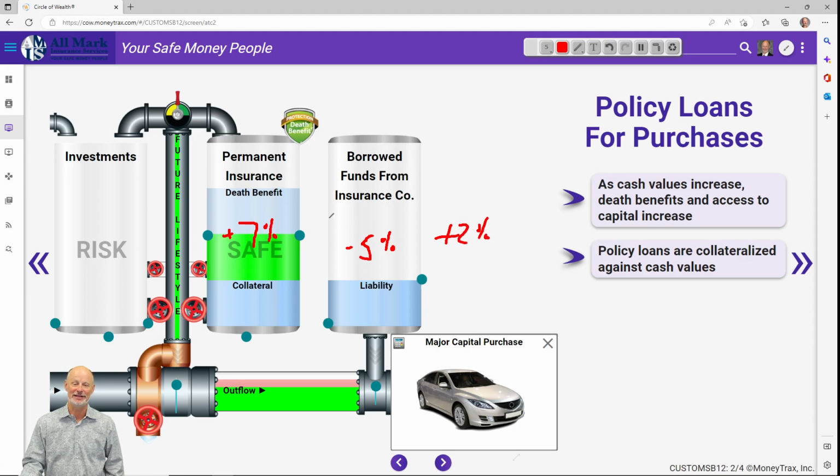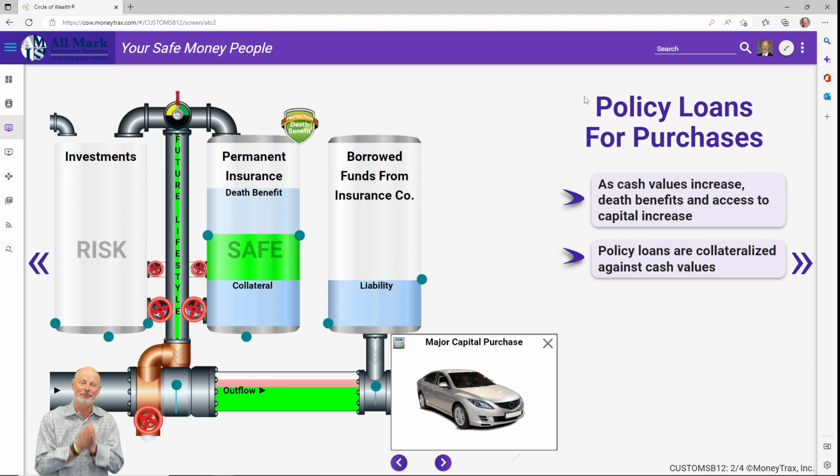So the reality is this account went up by 7%, this account went up by 5, the difference between there is 2%. And incidentally, we don't have to pay the loan back. The only time we have to pay the loan back inside of our insurance policy is at whatever point we say give us all of our money or we die.